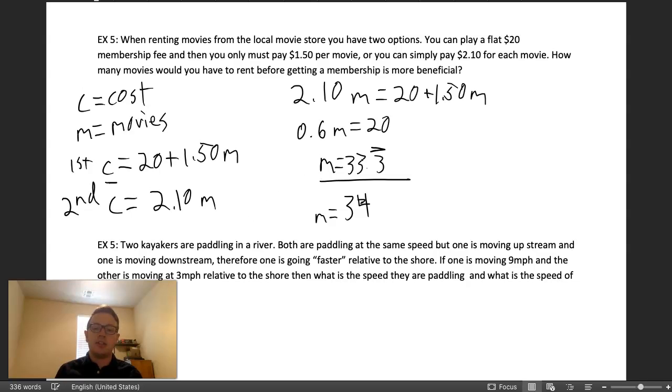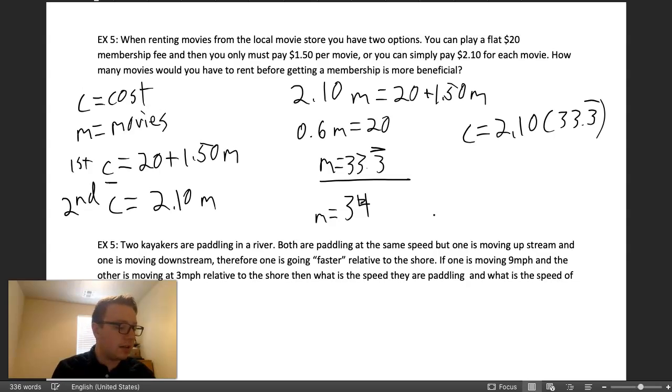Well, we can just substitute this in for either one of our equations for m. The bottom equation looks like it's less work, so let's plug it in there. C is equal to 2.10 times 33.3 repeating. And what does that come out to be? The cost will be $70 before it comes out even. So this is our actual answer, is m is equal to 33.3 and c is equal to 70.